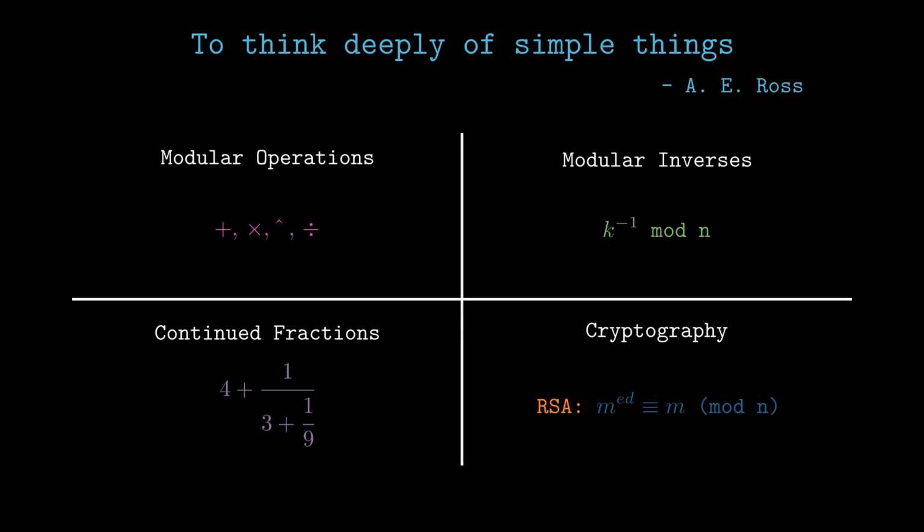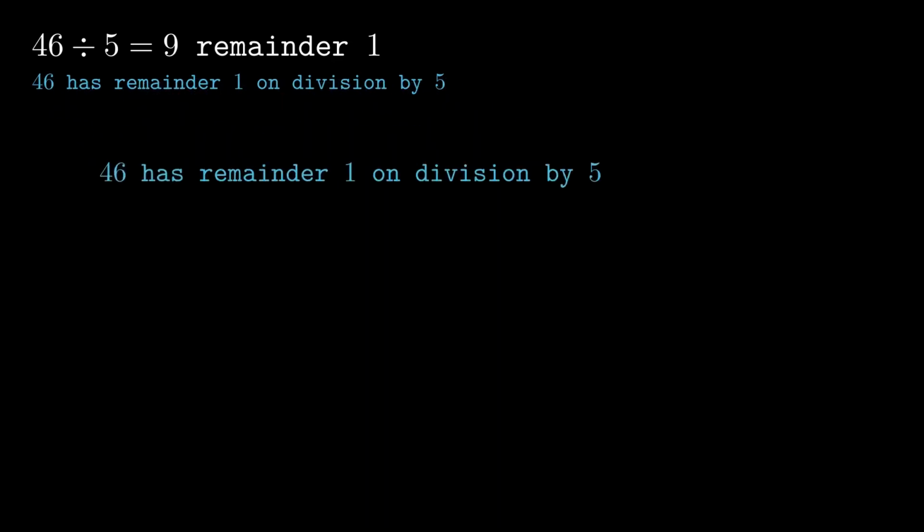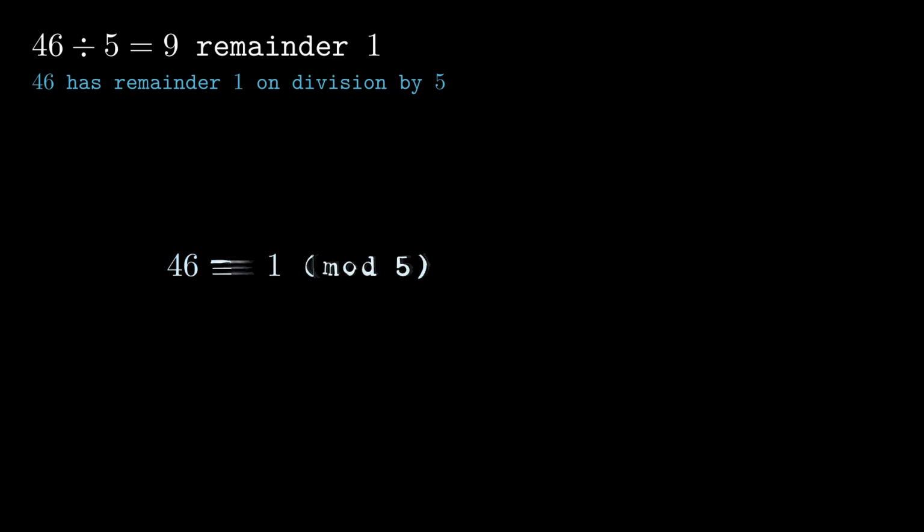Let's dive in. In school, we're taught that we can divide one integer by another and get a result called the quotient, plus some remainder. Sometimes we only care about the remainder, so we could say 46 has remainder 1 on division by 5. Us mathematicians have invented some notation for this, called mod. Instead of saying 46 has remainder 1 on division by 5, we say 46 is congruent to 1 mod 5.